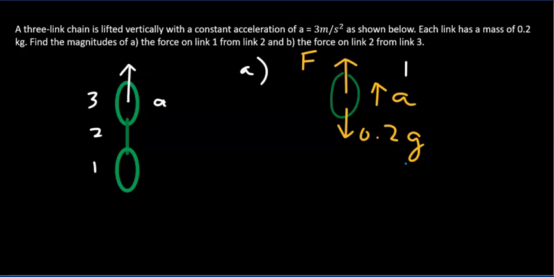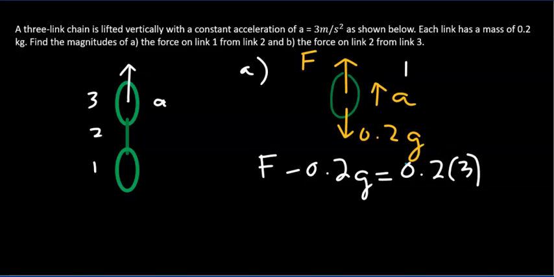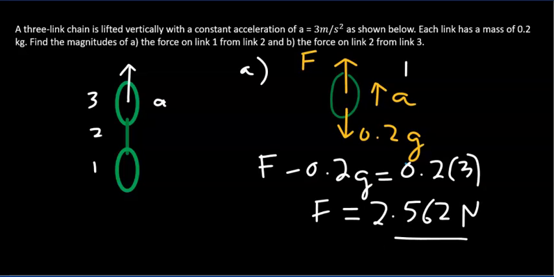Now immediately you can write down Newton's second law. F minus 0.2g equals mass 0.2 times acceleration, which is 3. And that immediately gives you the value for F, which is the force on link 1 from link 2. And that's going to be 2.562 newtons. So that's part A.